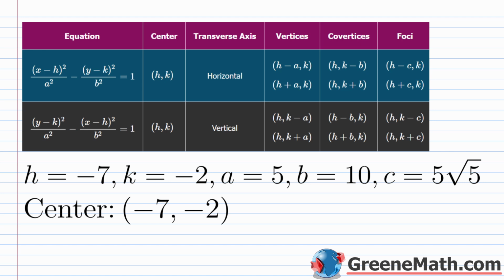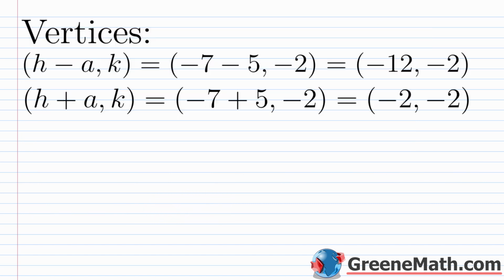All right, so coming down to our table, we're going to be working with this top row right here. We're just going to grab what we need. So we know the center is h comma k. H is negative 7, k is negative 2. So the center is negative 7 comma negative 2. And then we would just plug in to get our vertices, co-vertices, and foci.